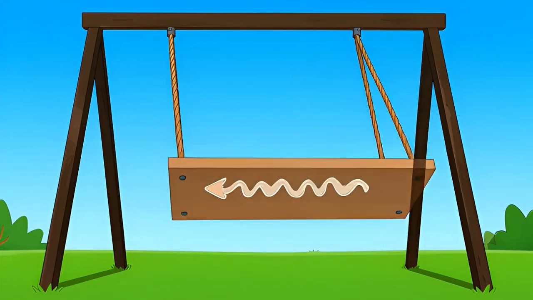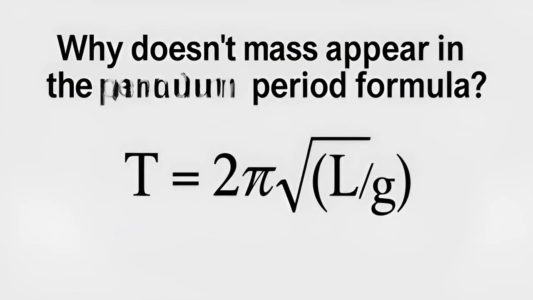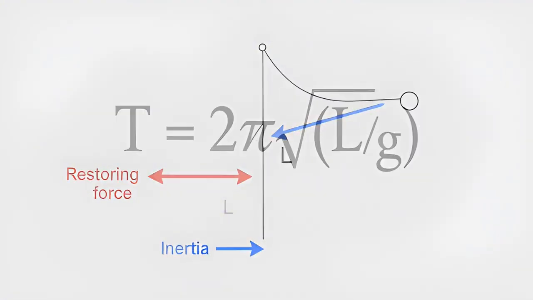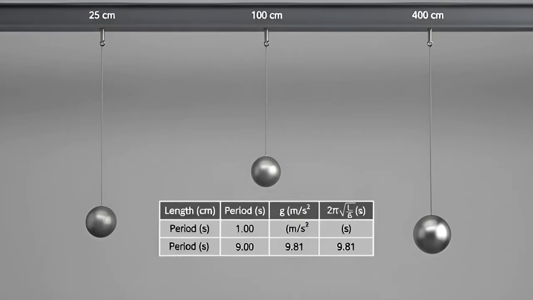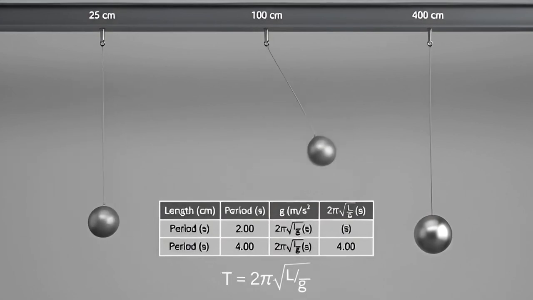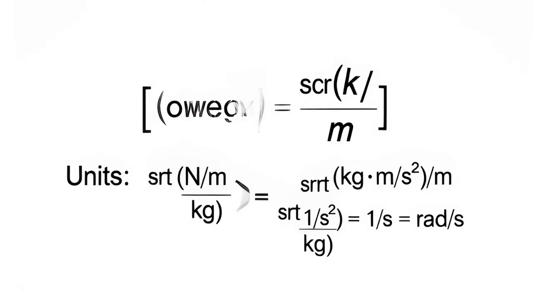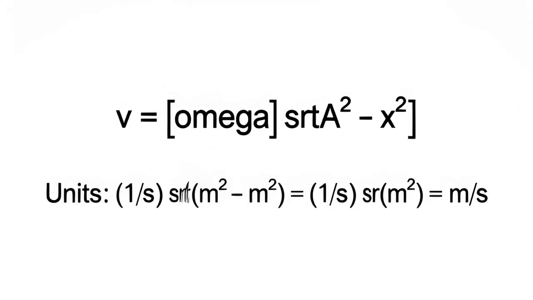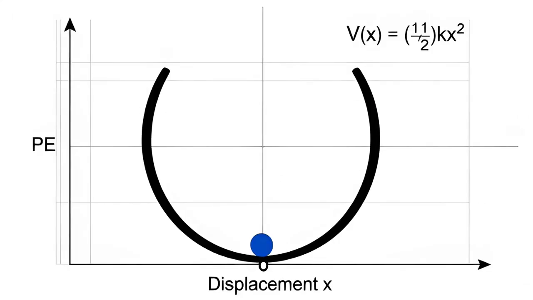The acceleration of the particle is obtained by differentiating the velocity with respect to time. Starting from v equals a omega cosine omega t, we get a equals negative a omega squared sine omega t. Since x equals a sine omega t, we can write this as a equals negative omega squared times x. This is one of the most important results in all of SHM.